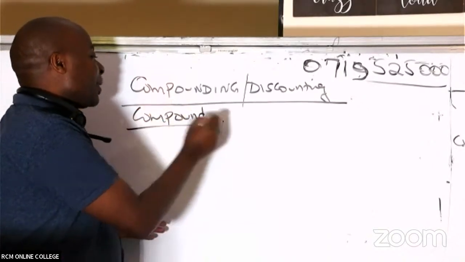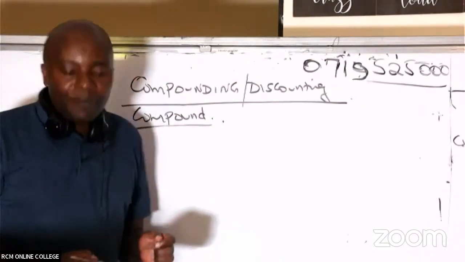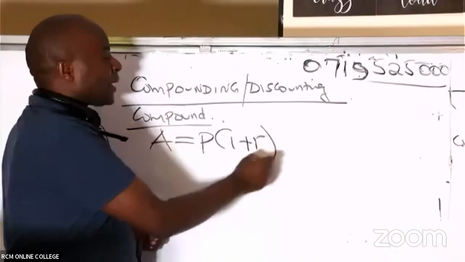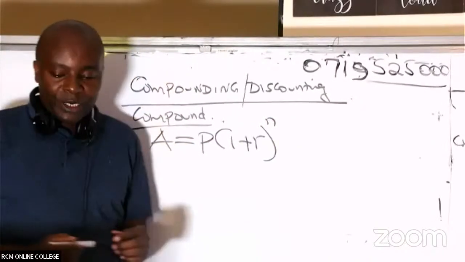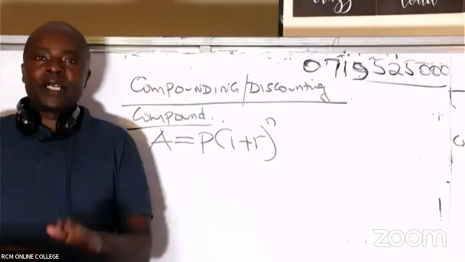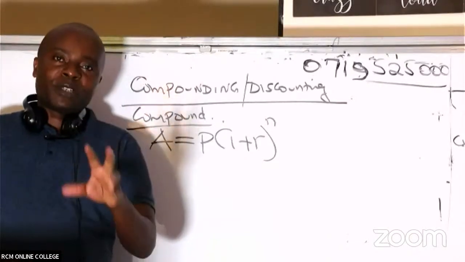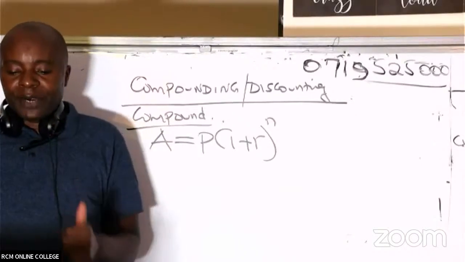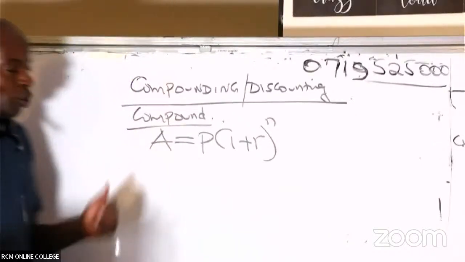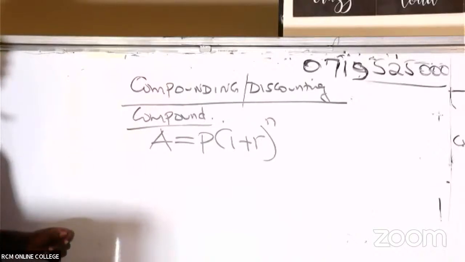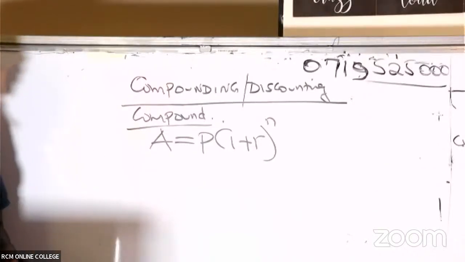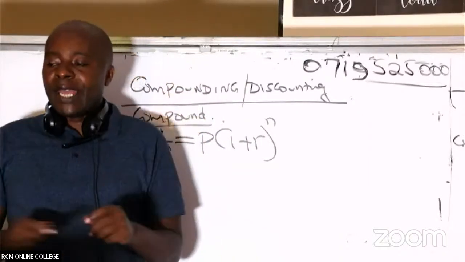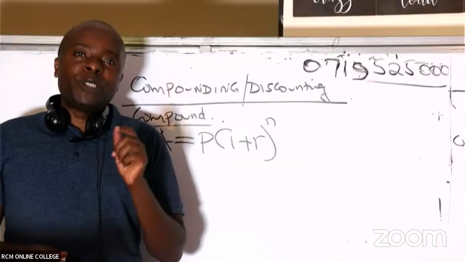Compound interest is something that most of us did in high school. If you remember very well, they told us that amount equals principal into 1 plus r raised to power n. Is there somebody who can remember this compound interest formula? Amount equals principal into 1 plus r raised to power n. Thank you so much. Remember, principal is the amount that you are investing today.